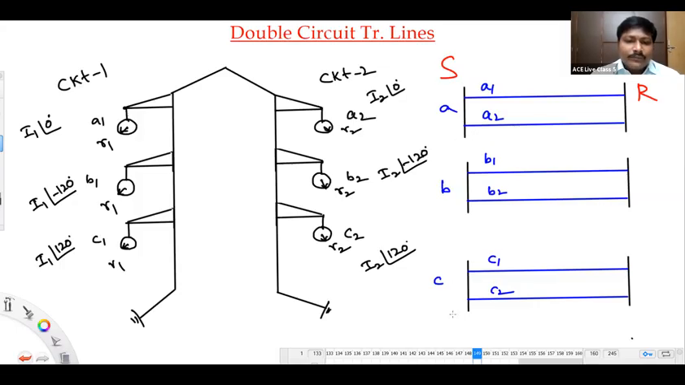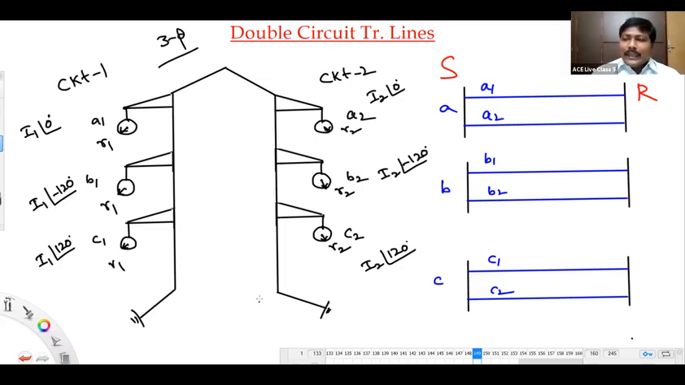How many phases do we have? Three, not two, three. Check here kindly, not six also. Three: A1, A2 is phase A, B1, B2 is phase B, C1, C2 is phase C. The three-phase system is already mentioned, right?